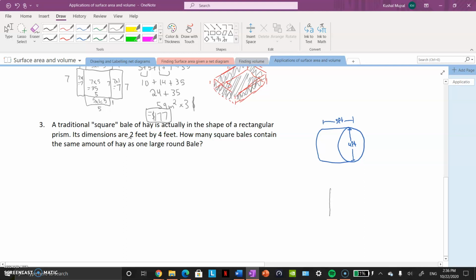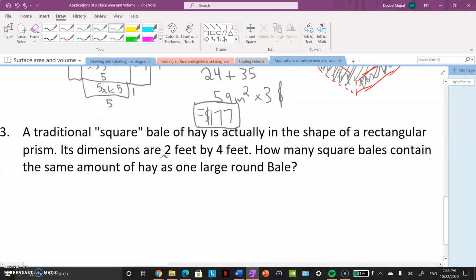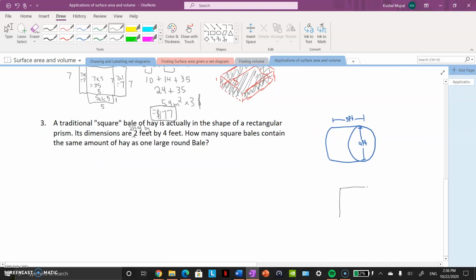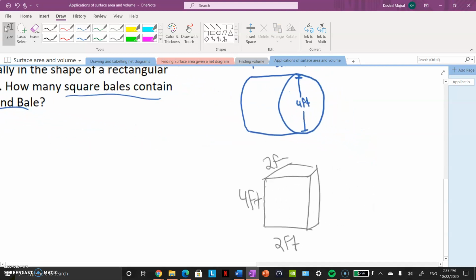Actually, the question doesn't say the first part. I just realized it's 2 feet by 2 feet by 4 feet. Okay, that's what it is. Sorry about that. So this is 2 feet. This is 4 feet. And this is 2 feet. So the square bale is 2 feet by 2 feet by 4 feet, and the round bale is this over here. Okay, so we want to know how many square bales contain the same amount of hay as one large round bale. So we're going to look at the volume of each of these.